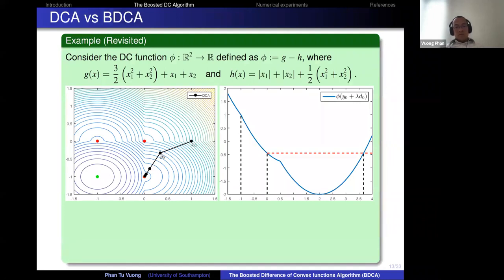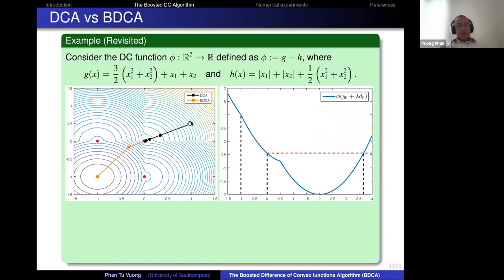It's better to illustrate it with a simple example. We have seen before that if we start here, then DCA after one step sends you to the point y0, and after 5 steps it sends you to the local optimal. But for the BDCA, this is x0, this point is y0, and after a line search step it sends you to this orange point, which is in the neighborhood of the global optimal. And in 2 iterations, it sends you to the global optimal.